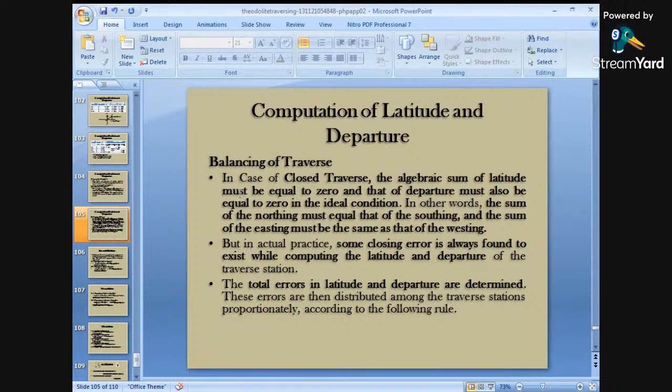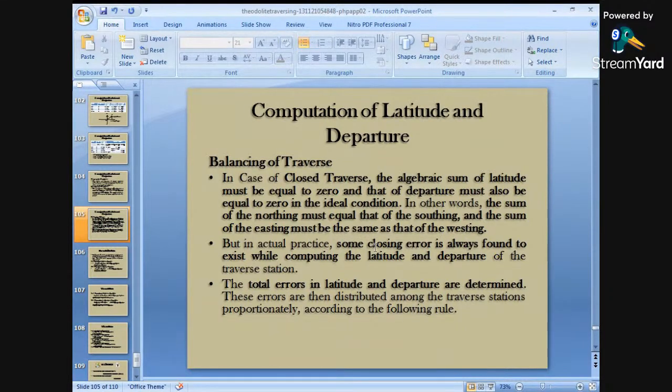Now, balancing of the traverse. In case of closed traverse, the algebraic sum of the latitude must be equal to zero, and that of departure must be equal to zero in an ideal condition. So this is for balancing of traverse. In other words, the sum of northing must be equal to the sum of the southing, and sum of the easting must be equal to sum of the westing.